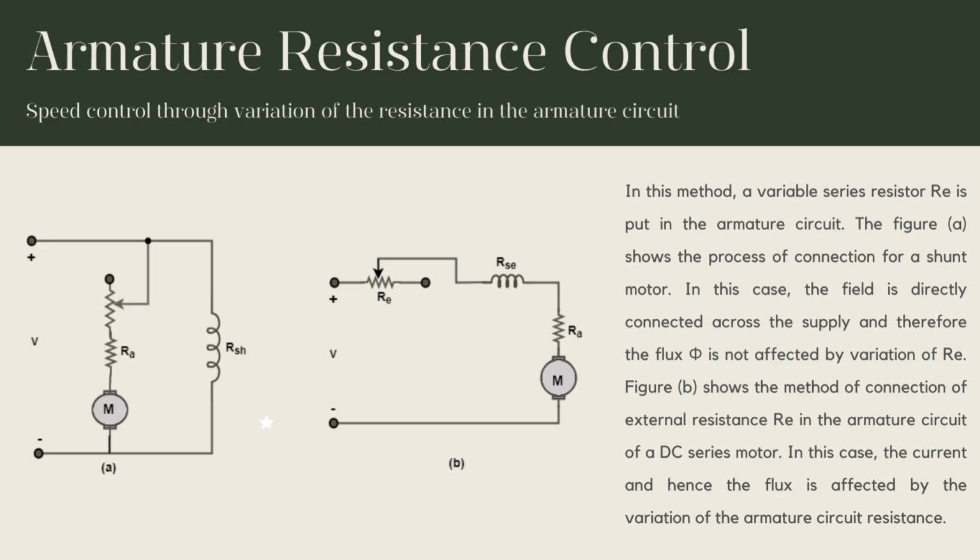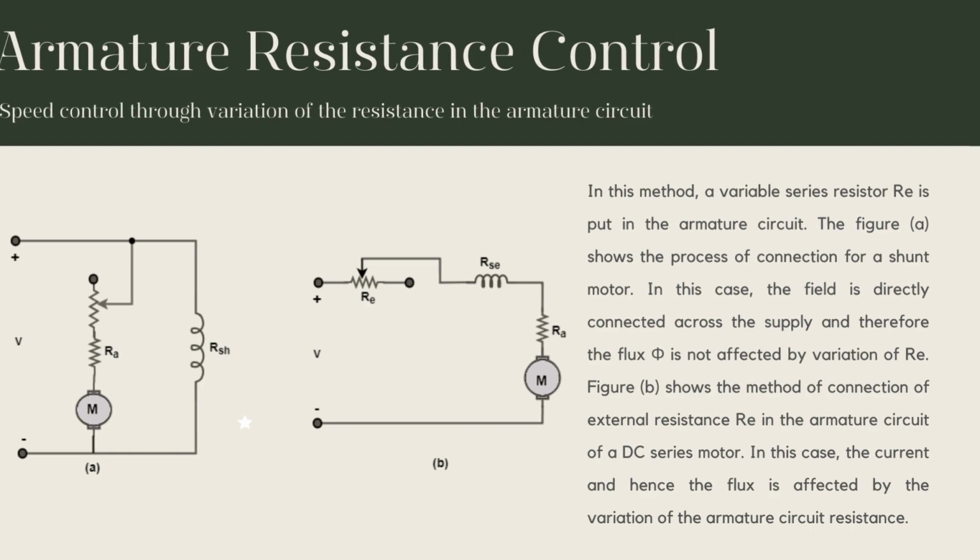In this method, a variable series resistor is put in the armature circuit. Figure A shows the process of connection for a shunt motor. Here, the field is directly connected across the supply and therefore the flux is not affected by the variation of external resistance. Figure B shows the method of connection of external resistance in the armature circuit of a DC series motor. Here, the current and hence the flux is affected by the variation of the armature circuit resistance.